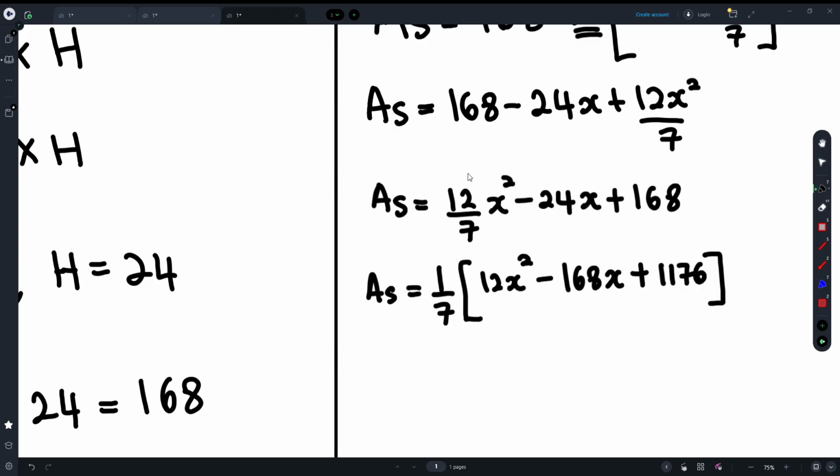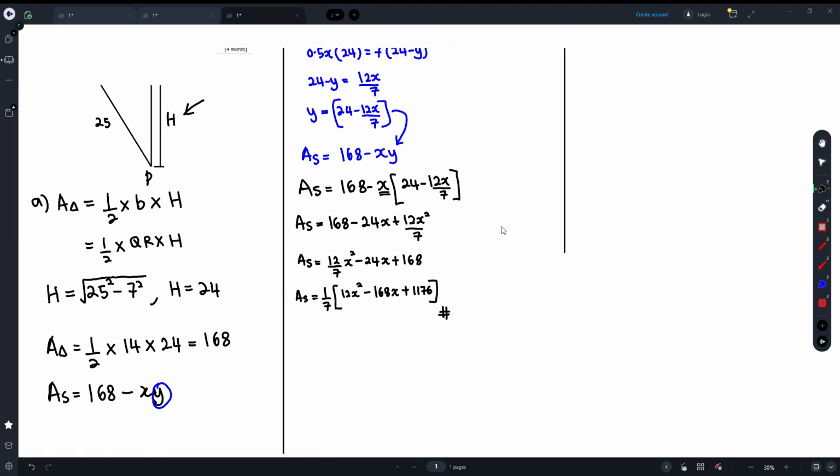So basically, this value you have to multiply by 7, multiply by 7, multiply by 7 in order to counterbalance it. So when you multiply back inside, 1 over 7 times 12, you'll get 12 over 7. 1 over 7 times 168, you'll get 24. 1 over 7 times 1176, you'll get 168. So please do not make the careless mistake of dividing by 7. You have to divide by 1 over 7. Example, negative 24 divide by 1 over 7, you'll perfectly get 168x. And things go on like that. Now it has already been proven. As simple as that.